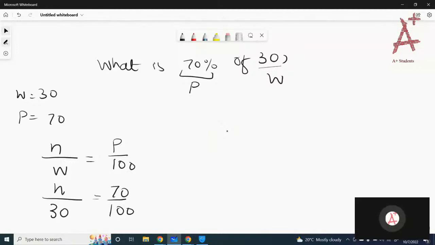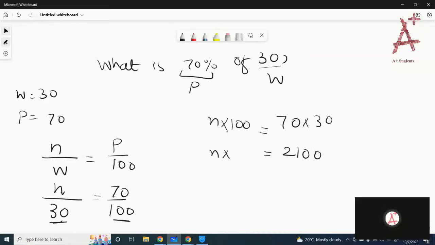You have to just cross multiply them. Multiply this denominator with this numerator. You have to do n times 100, and on the other side, you multiply this denominator with this numerator. It would be 70 times 30. 70 times 30 is 2100, and 100 times n is n times 100.